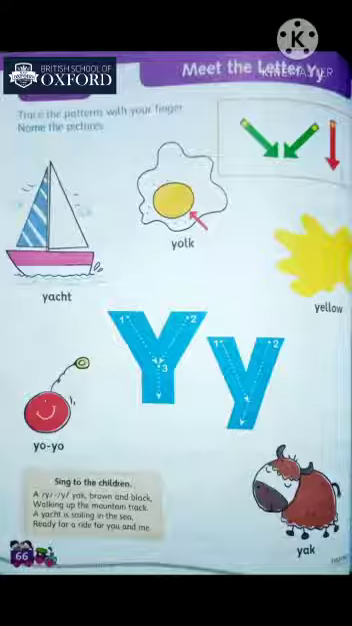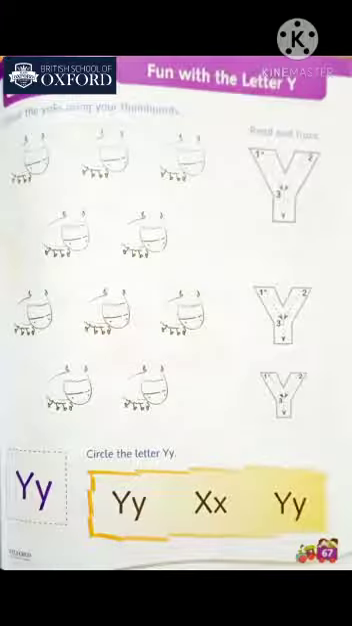And now come on the book page number 67. On this page you will read and trace the letter Y. And here is a lot of yolk. Here are yolks. Color the yolks using your thumb prints.